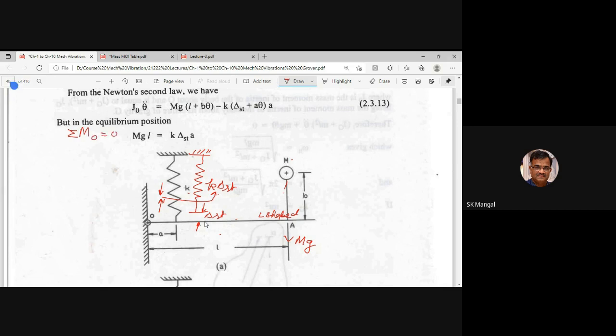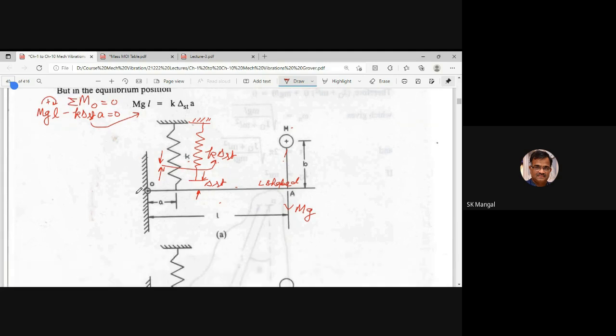If I consider this positive direction, then you have mg times L as the positive moment about this point O, and this is the negative moment, minus K delta ST, this is the force, and the moment arm is A, and it becomes 0. So you are getting this equation here.